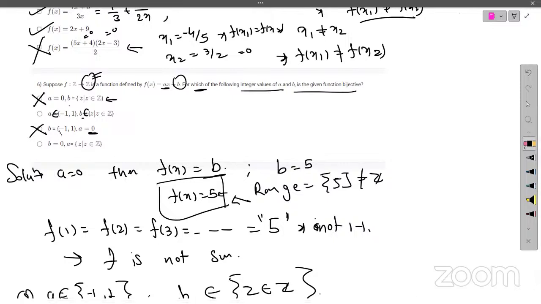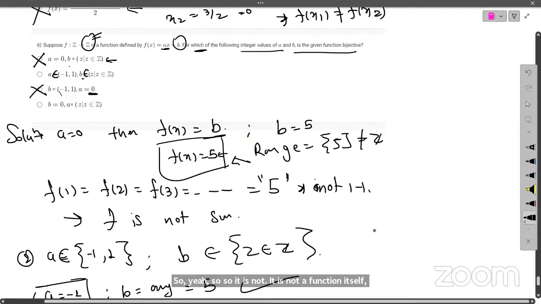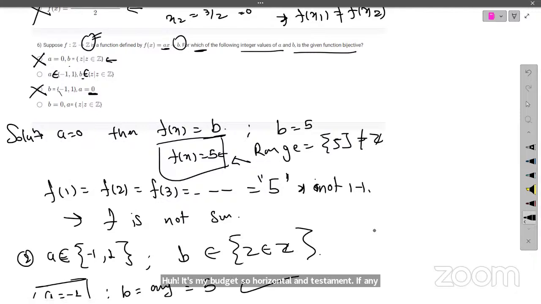Ma'am, can you explain what is horizontal line test once more? For constant, more inputs and only one output, a singleton number. So it is not injective, bijective or surjective. Horizontal line test means if any horizontal line cuts your graph exactly once, only once, then you say that your function is 1-1. That's a horizontal line test.